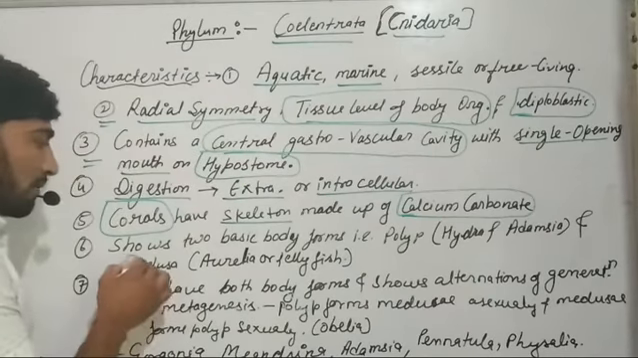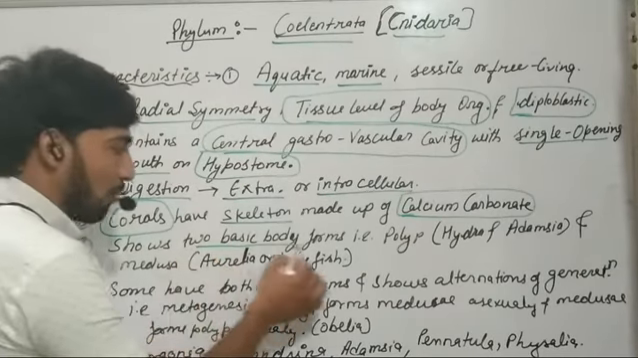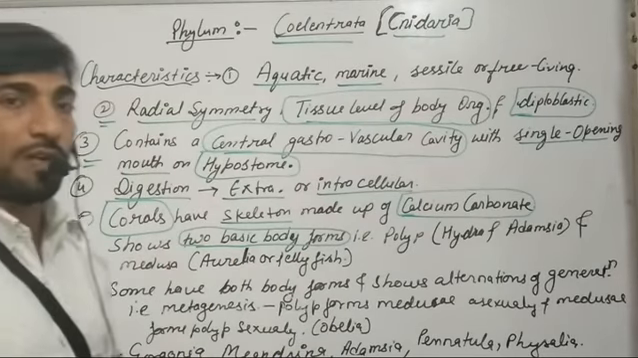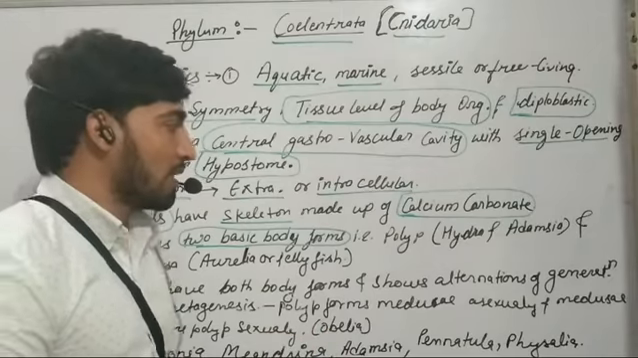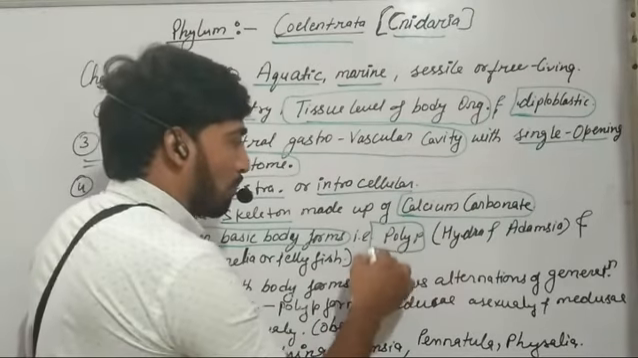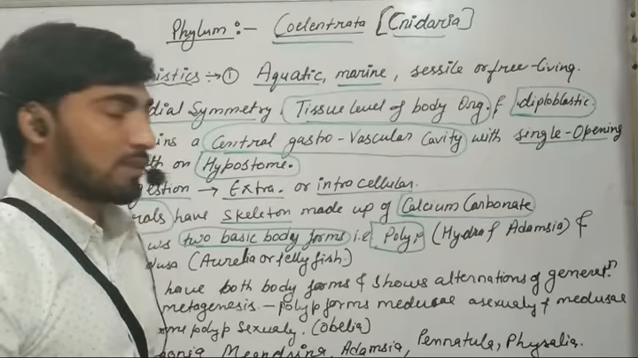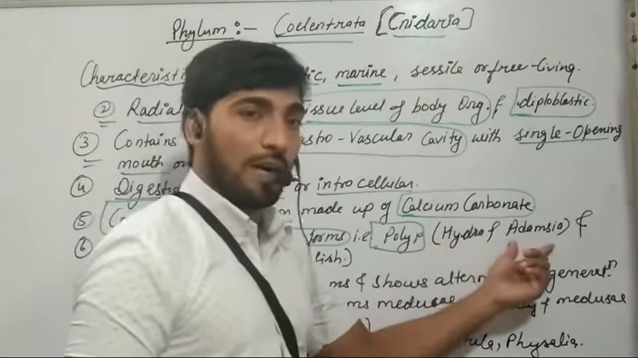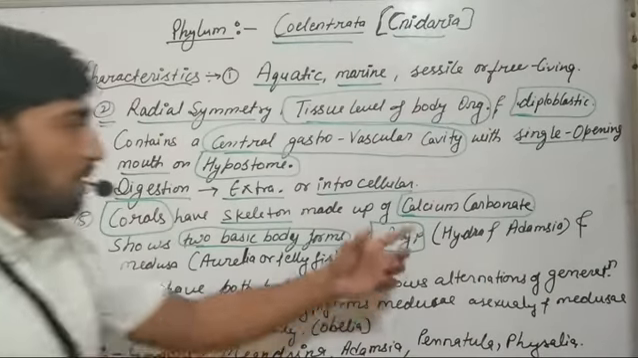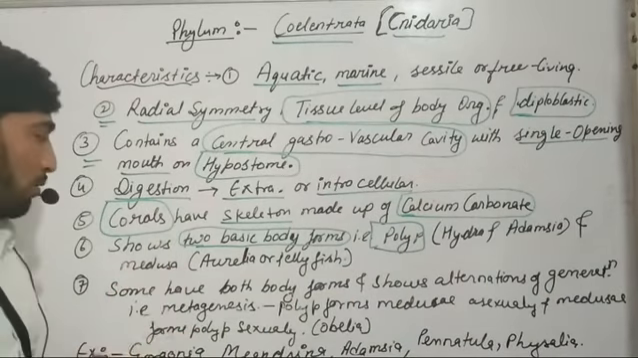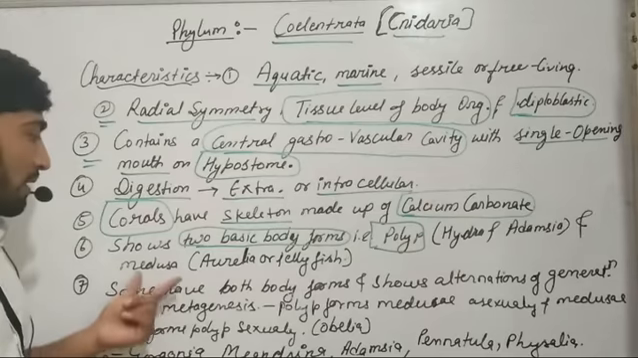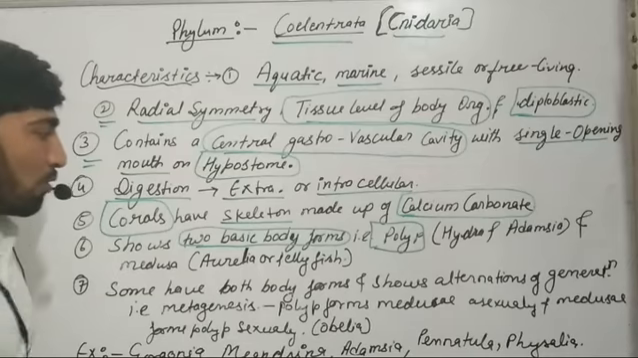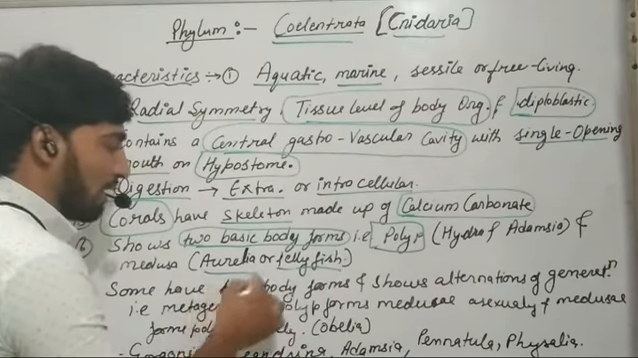Now further, these coelenterates show two basic body forms. The one is known as polyp and the other is known as medusa. The polyp is usually a cylindrical shaped body, and it is shown by Hydra and Adamsia. So both these organisms have a polyp shaped body. The second is medusa, or in plural medusae, and it is shown by jellyfish, that is Aurelia.